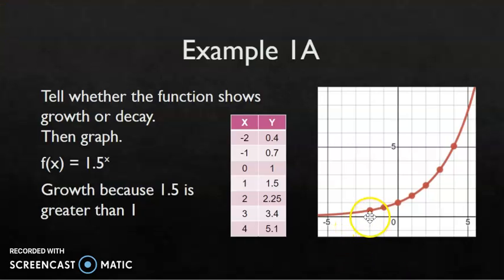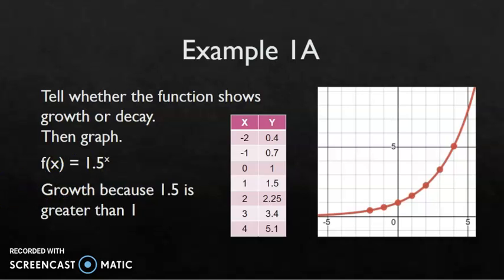Okay, so I graphed the points, these red dots right here. Those are my points. I connected them with a curve. Notice this is increasing as you go to the right. It's going up on this side. Also notice that this graph is approaching 0, but it's never going to touch it. So this x-axis is our horizontal asymptote because the graph is approaching it, but it's never touching it. There isn't a power that I can put 1.5 to that it would actually equal 0. So it's never going to touch the x-axis.